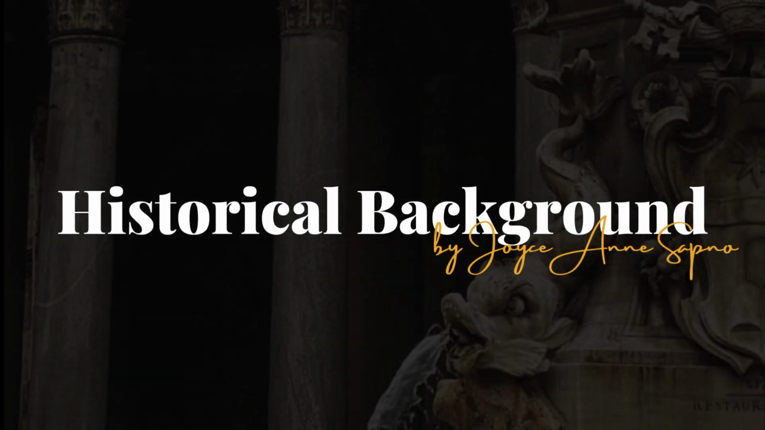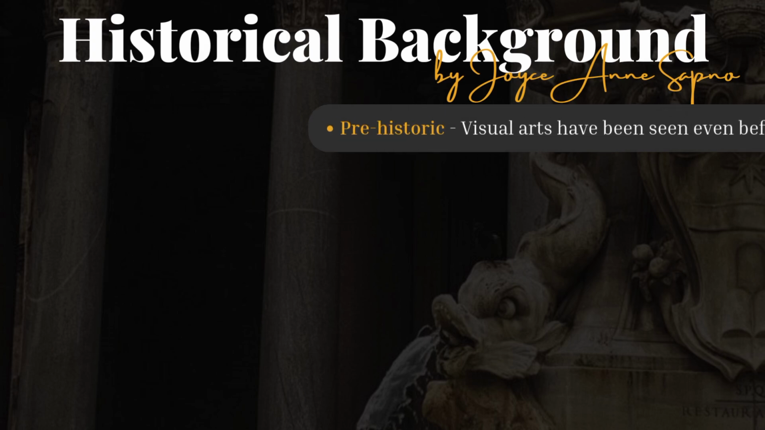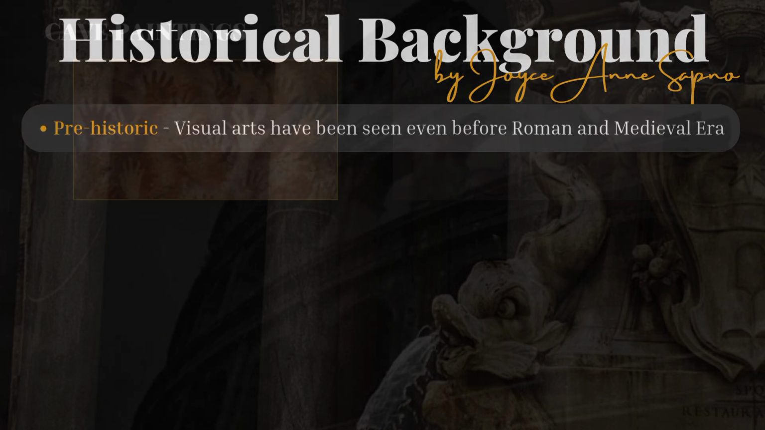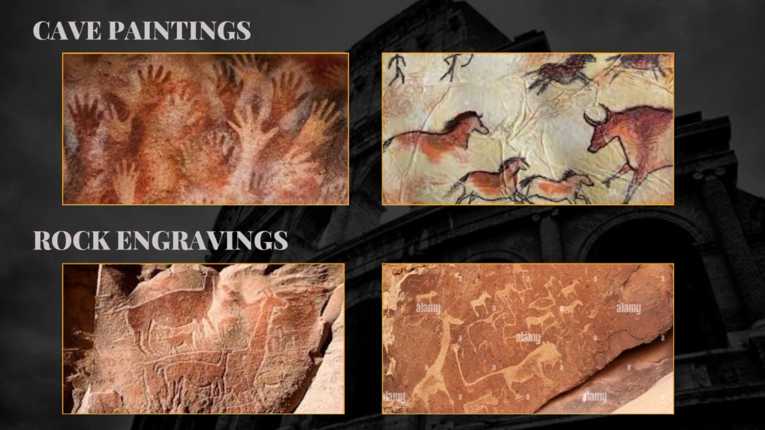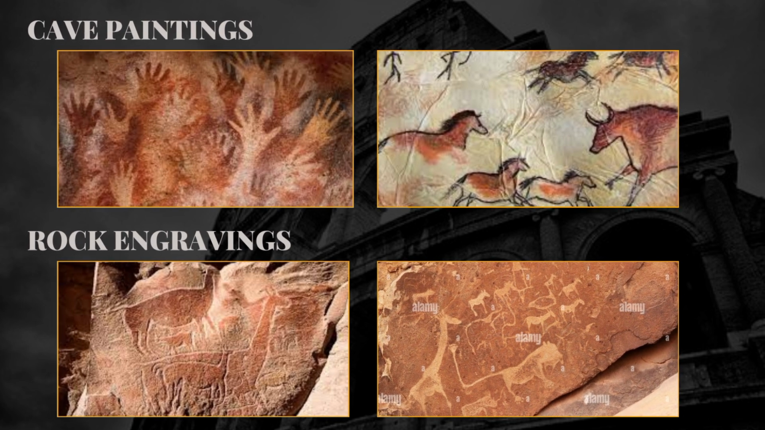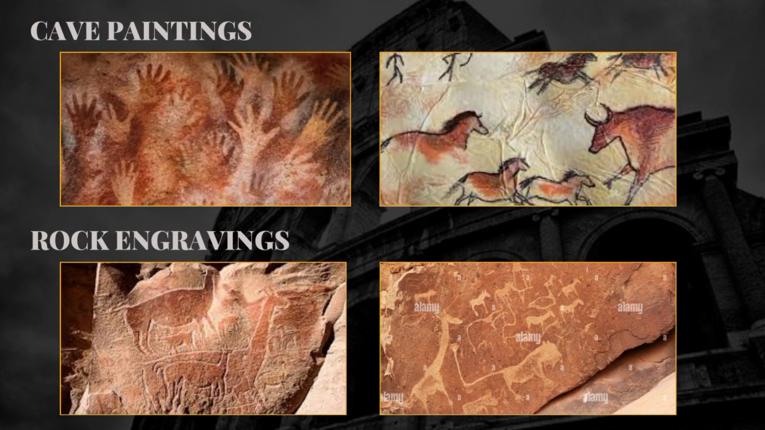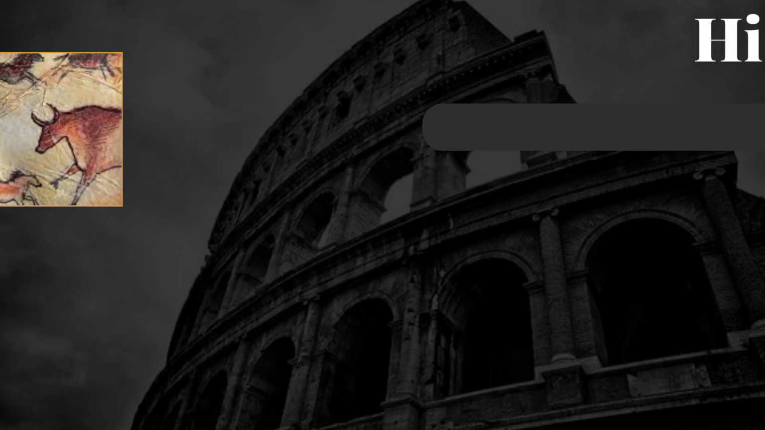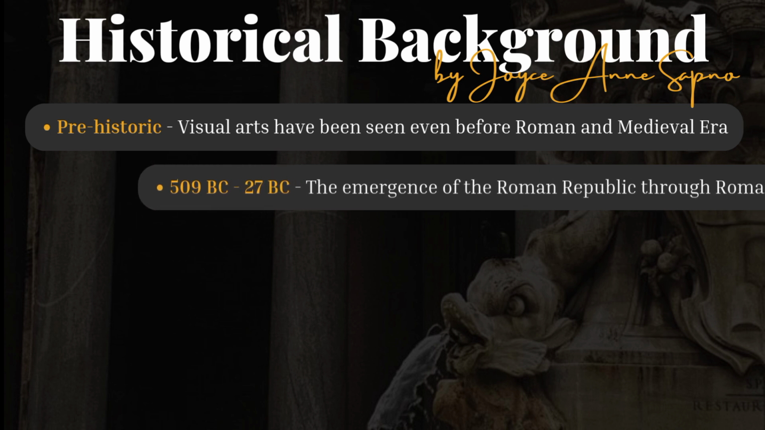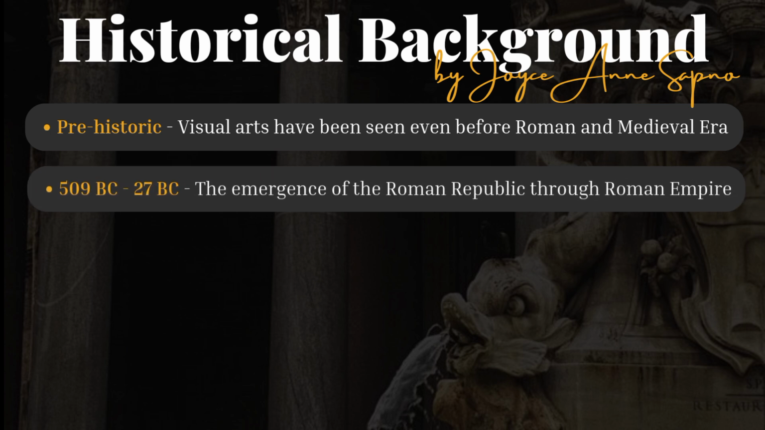As we introduce our topic, let's now move on and delve into the historical background of Roman and medieval visual arts. Did you know? Visual arts have been seen even before Roman and medieval times. In fact, visual arts are seen even during the prehistoric era through cave paintings and rock engravings. And as time passed, our ancestors' way of living became more civilized, causing visual arts to change into many different forms.